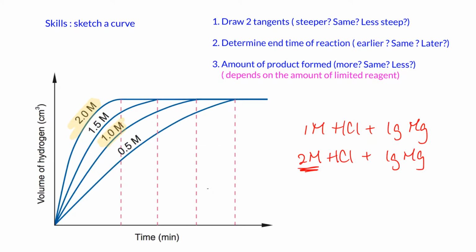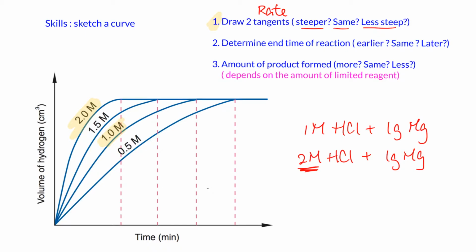So basically, how can we sketch a new curve? I will recommend you to have 3 steps. First of all, you're going to draw 2 tangents. What is the tangent? Remember, tangent is related to the rate. So you have to consider the new experiment: are you having a steeper rate, same rate, or less steep rate? I mean, the slope.